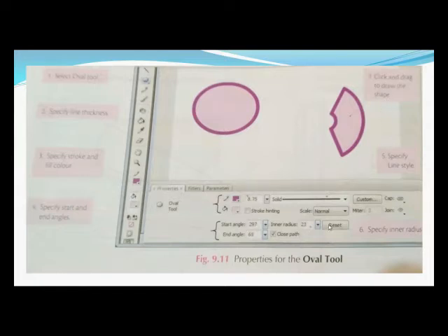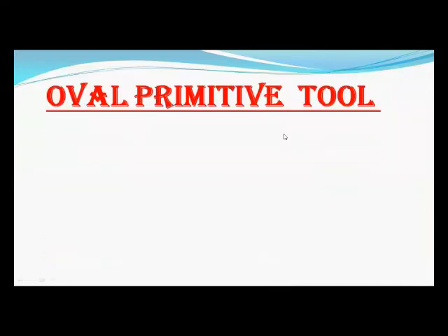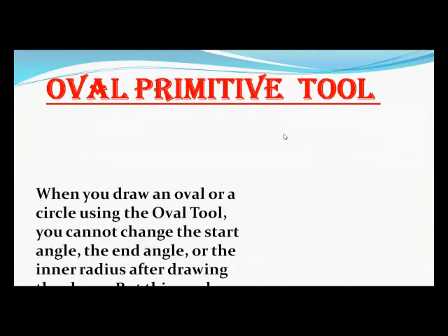So these are the steps if you want to take any part of the circle. First you will specify the start angle and end angle, then you will specify the line style, then the inner radius, and then you will click and draw to draw that particular area of the circle. Now next is the oval primitive tool.